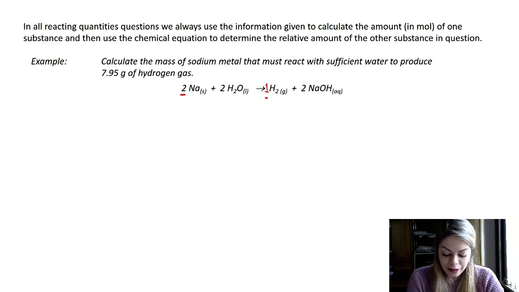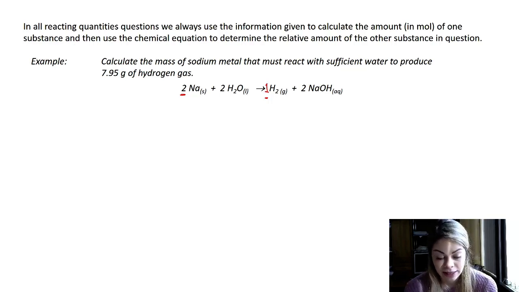I can compare the amounts, which means I can compare the number of moles. If I have 2 moles of sodium metal, then I'm going to get 1 mole of hydrogen gas. I can't compare based on the masses because they weigh different amounts. I can only compare based on the numbers. So I know how much hydrogen gas I want to produce here, and the question is how much sodium do I need? So I need to compare the number of moles.